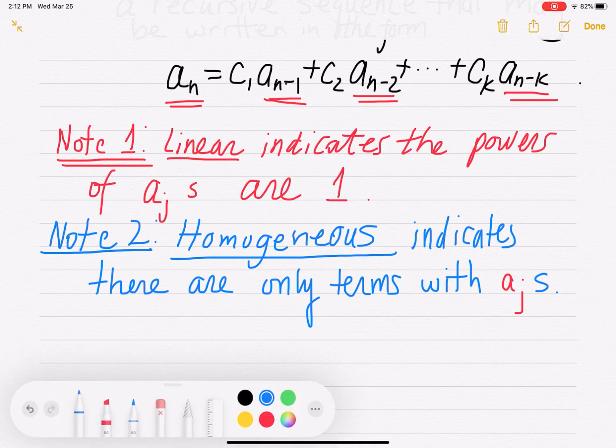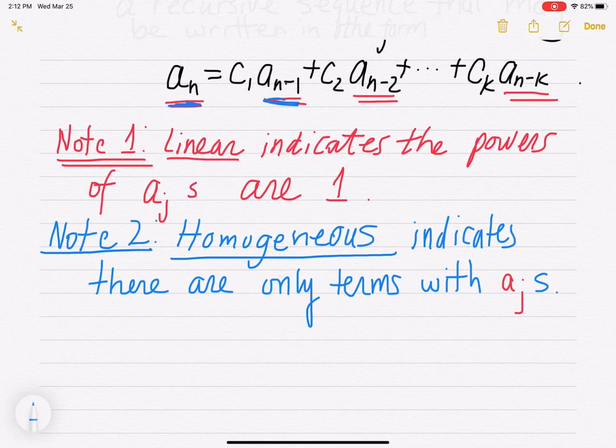So when we go here and we look at these guys, these are the only terms, right? In this one you'd have k distinct terms: a_{n-1}, a_{n-2}, a_{n-k}. And some of those have coefficients, but you don't have any extra terms. You don't have like a plus n at the end, or plus n squared or something like that. Right. So let's give some examples.